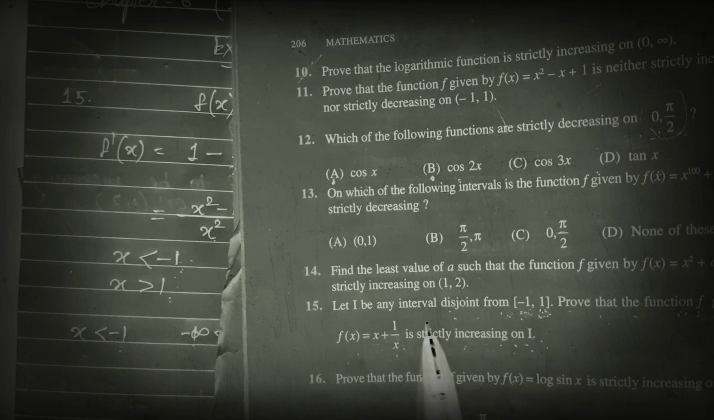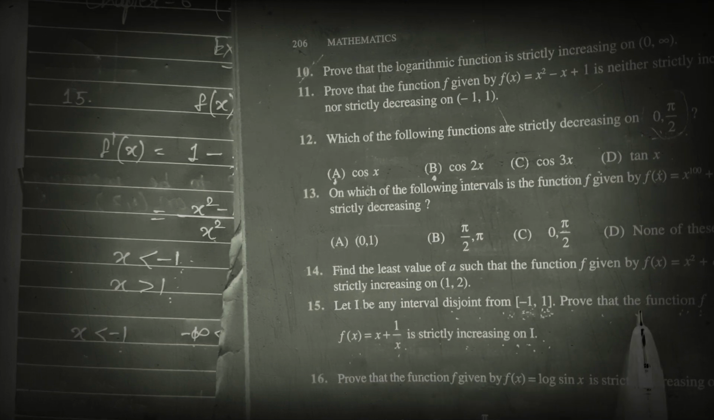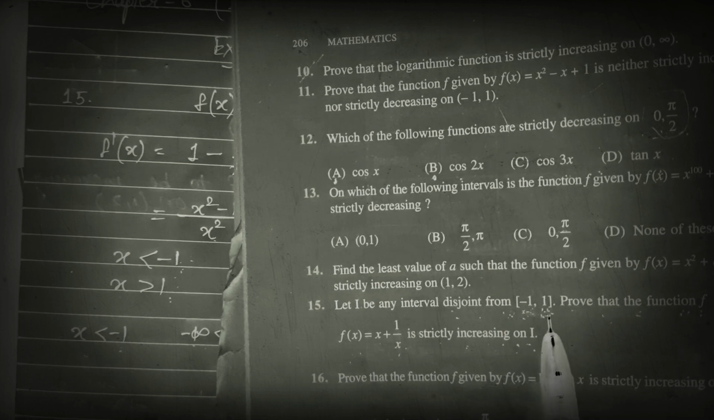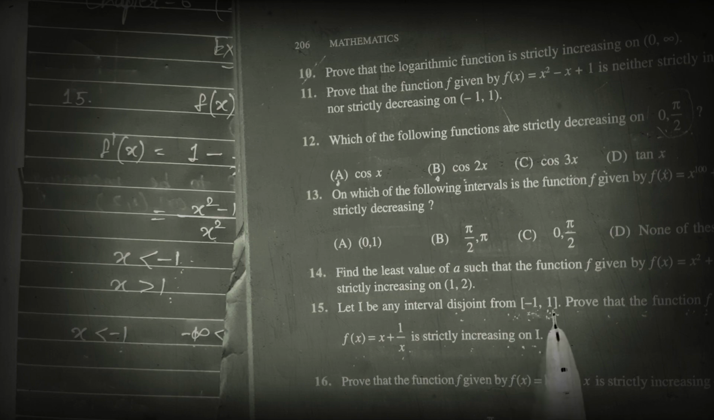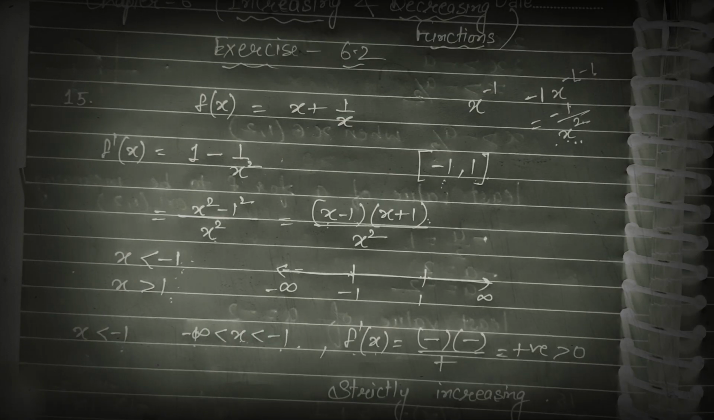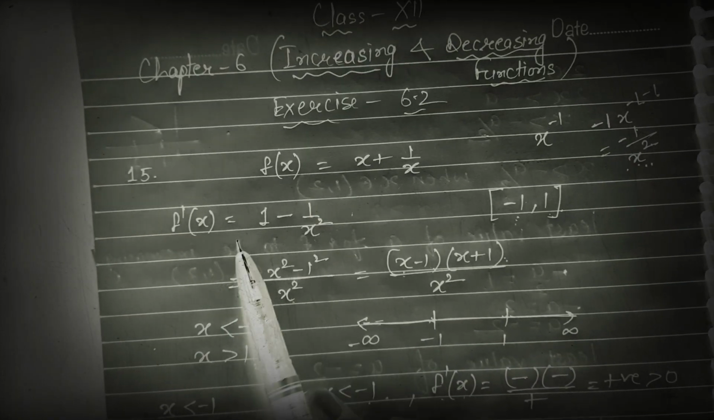So we will take x less than -1 and x greater than 1, but we will not take this interval, because we have to show that this function is strictly increasing on the interval disjoint from this. So look at this, f(x) is given as x + 1/x. So firstly we will take its derivative.